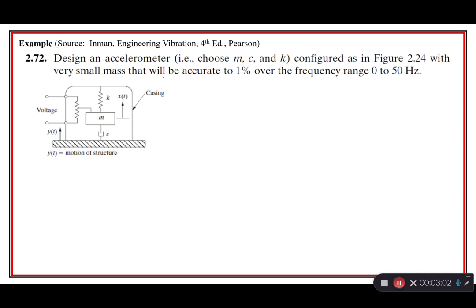This is the one we want to do. Design an accelerometer. Choose these parameters, configured as in this figure, with a very small mass that can be accurate to 1% over this frequency range.